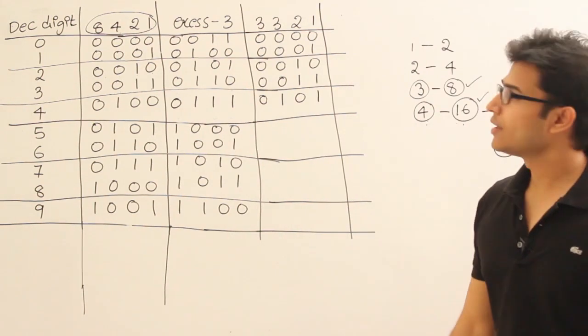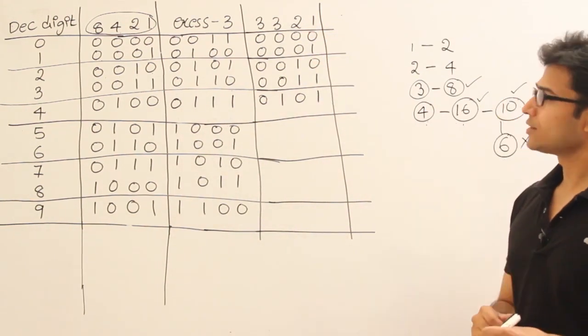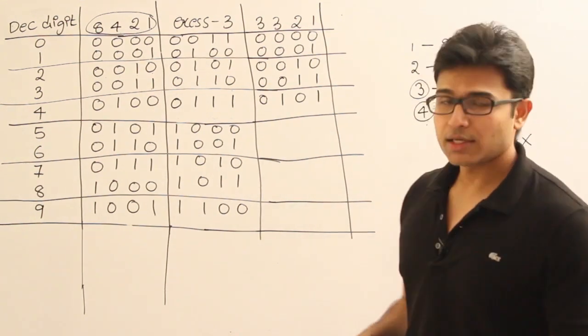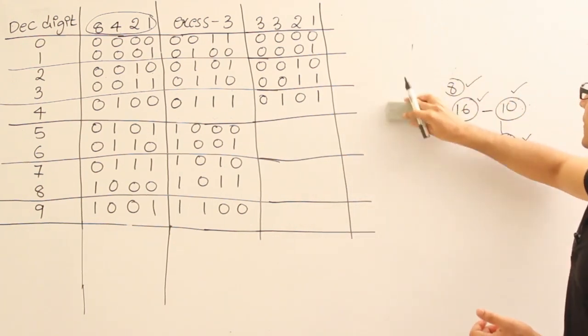That is XS3. And likewise, 3321 is also a weighted code. So in 3321, one thing you have to observe is, for any number, if you go according to the weights and the formula, you might end up getting more than one combination sometimes. Just observe this. See this?